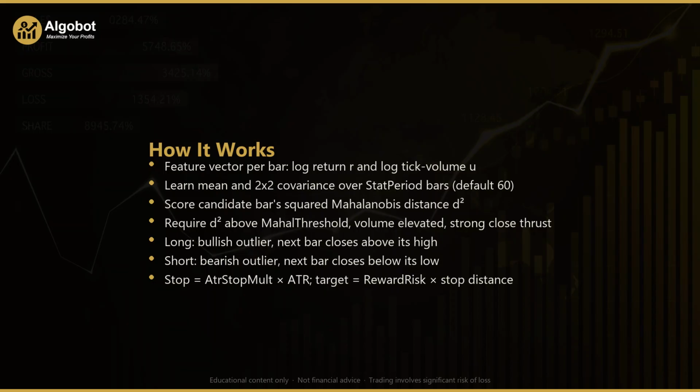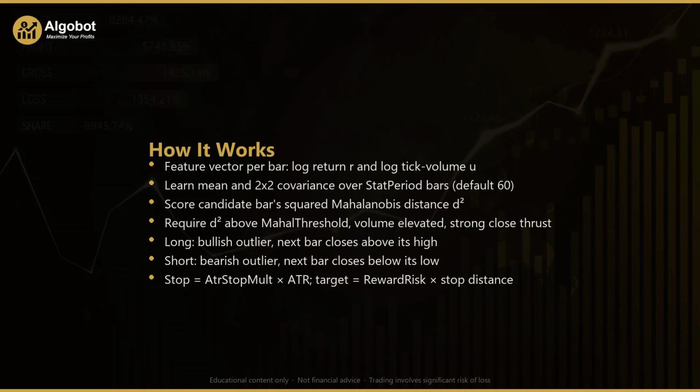For a long, the anomaly must be bullish, a positive return, a close above the open, and a strong push toward its high. And then the next bar must close above the anomaly bar's high. For a short, it's the mirror image, a bearish anomaly, and the next bar closing below the anomaly bar's low. Risk management is rule-based. The stop distance equals ATRStopMultiple times the average true range over ATRPeriod, so it adapts to current volatility.